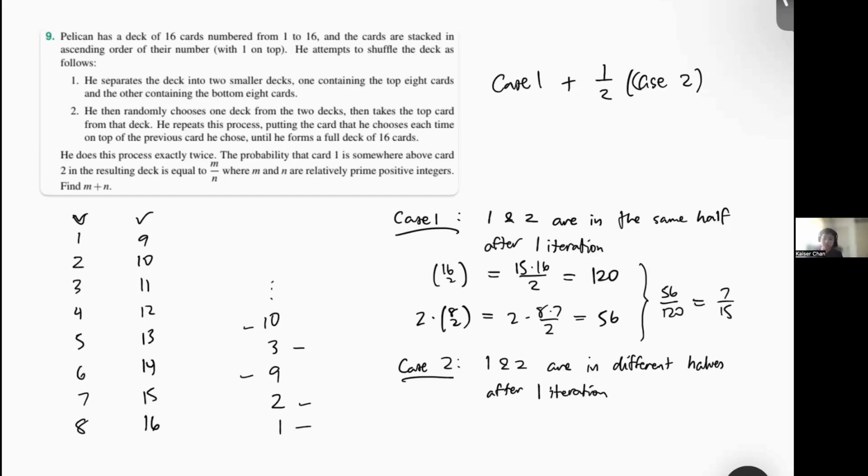And case 2 is just the complement or the opposite of case 1. So the probability of this would be 1 minus 7 over 15 equals 8 over 15. And we can lastly substitute this here to get our answer, 7 over 15 plus 1/2 of 8 over 15, and we would get our answer is 11 over 15. And so m plus n equals 11 plus 15, or 26.